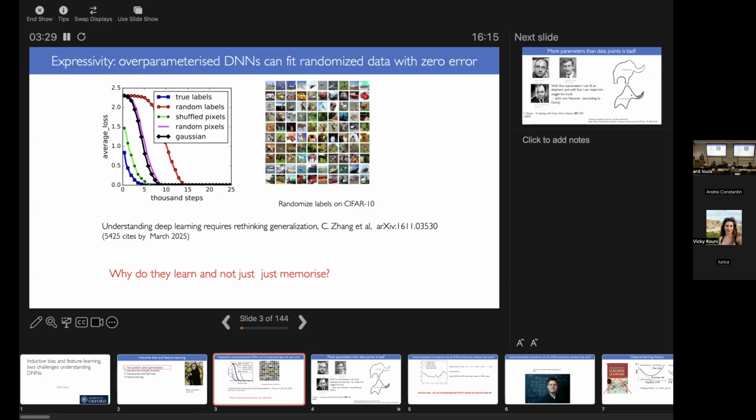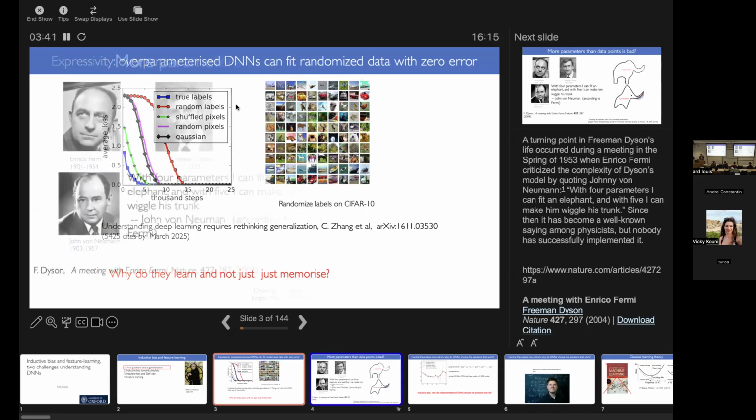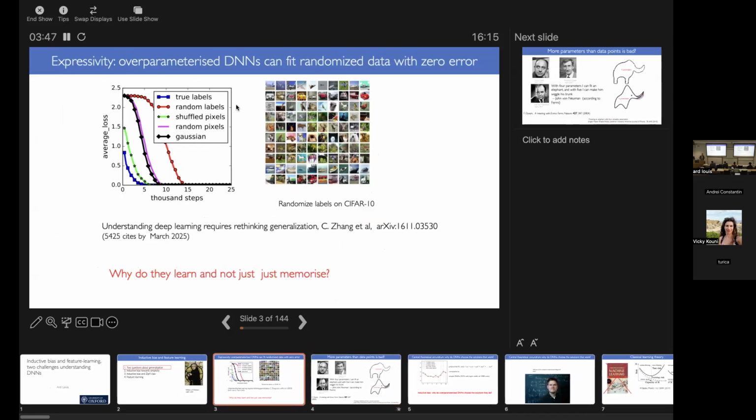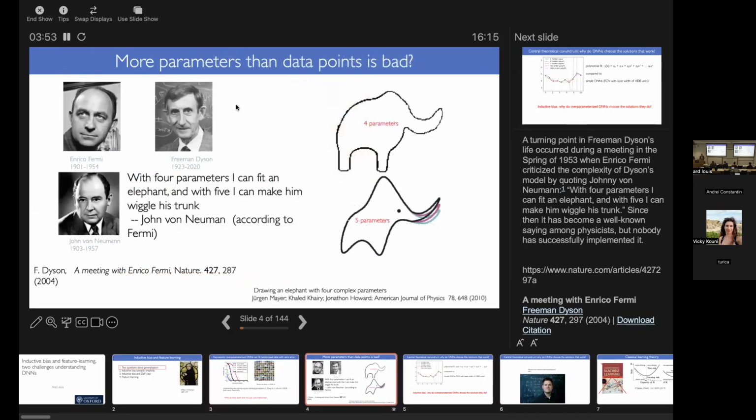The question that obviously raises is, if you could just memorize the labels, then why don't neural networks do that? Why don't they just memorize labels and then not generalize at all? Why do they pick solutions that generalize well? The point of this is also that these are highly overparameterized systems. So they're systems with a very large number of parameters, more than the number of images in this case. And for physicists, this should make us very nervous.